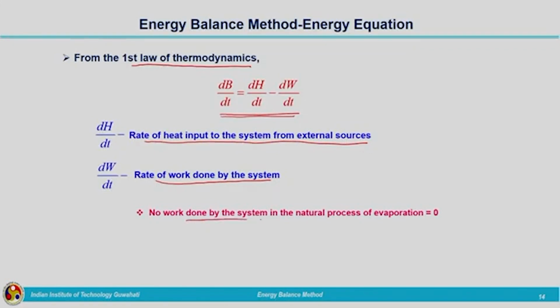No work is done by the system in the natural process of evaporation. It is a natural process. So, we will see the equation, and at that time you will be able to understand clearly. In this case we can write, since there is no work done by the system, dW by dt is equal to 0, so we can write dB by dt is equal to dH by dt.